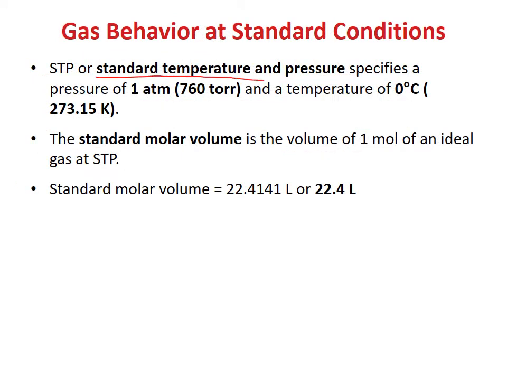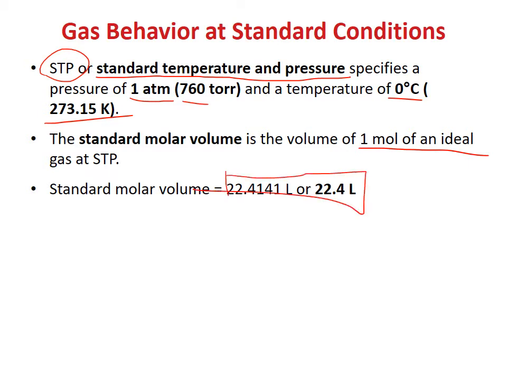Standard temperature and pressure, or STP, is defined as the condition when pressure is 1 atmosphere or 760 torr, and temperature is 0 Celsius or 273.15 Kelvin. At this condition, 1 mole of ideal gas has a volume of 22.4 liters, and this is called the standard molar volume.